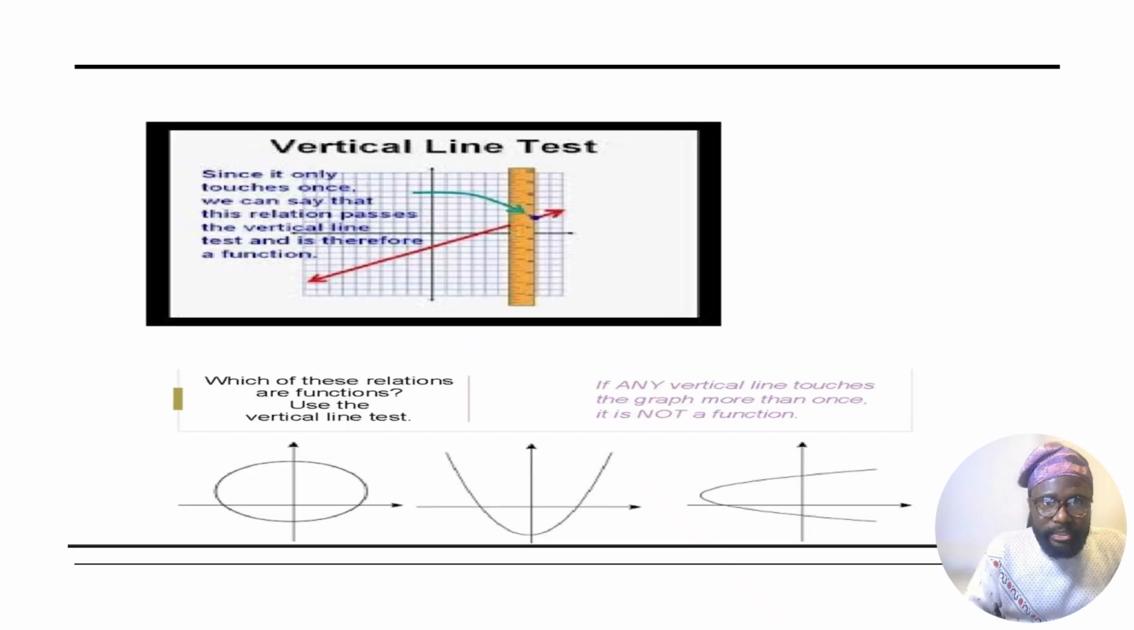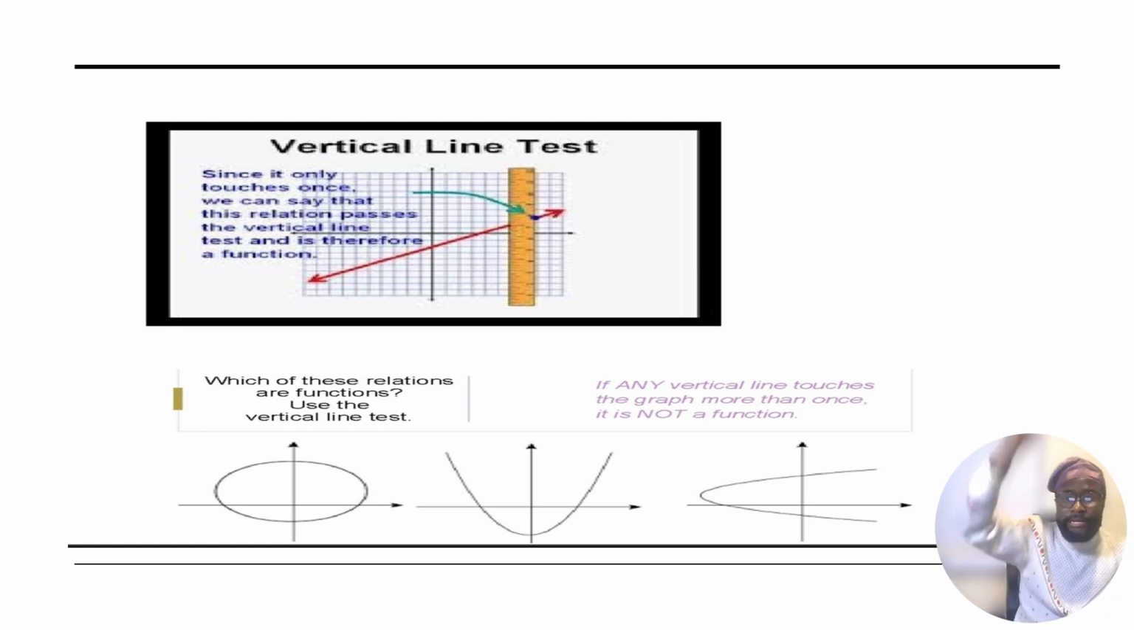Let's look at some examples real quick. Look at these graphs here. What does the vertical line test say? It says that when you are given the graph, draw a straight vertical line on the graph. It is a function if the line touches the graph just one time. But the moment the line touches the graph more than one time, it is not a function. But mind you, it must be a vertical line.